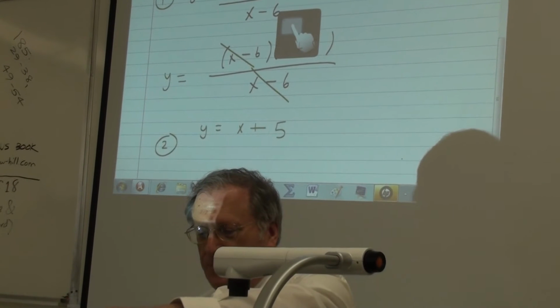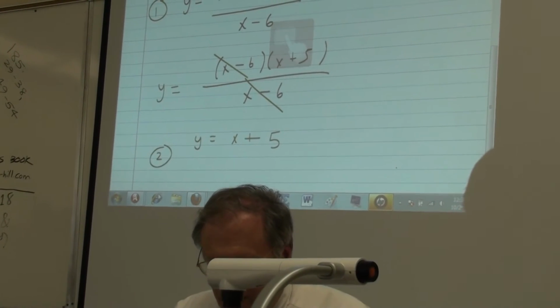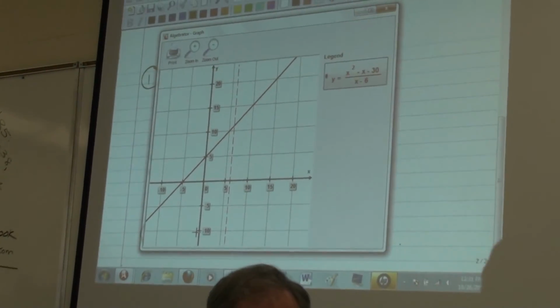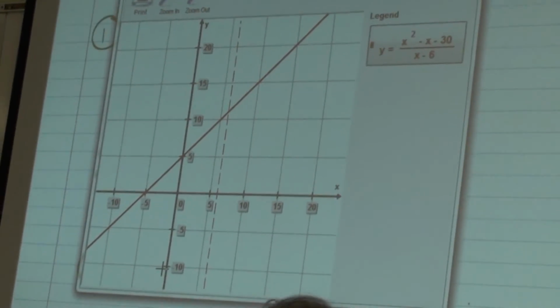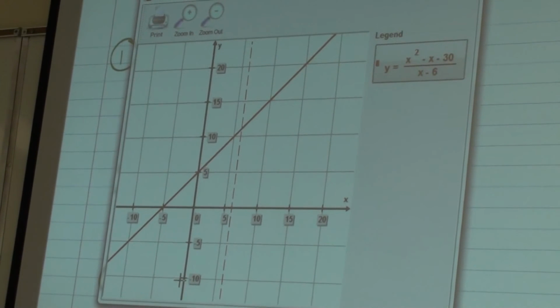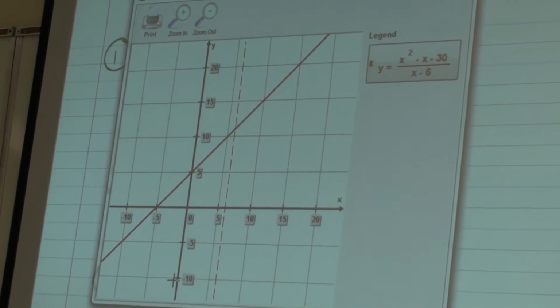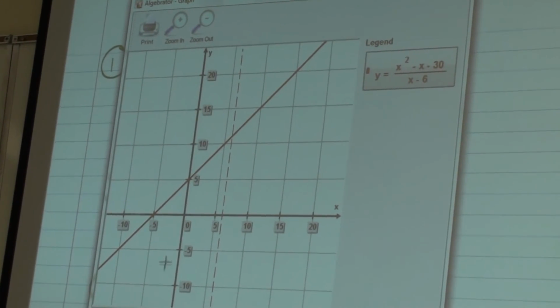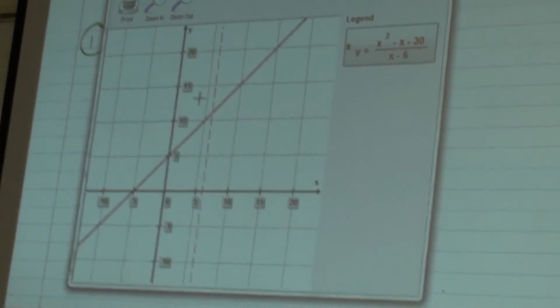No. Well, here's the interesting thing. The graph of the rational function has a hole at x equals 6. Does that make sense? That is, since it's not defined at 6, I claim if I zoom in, I'm going to zoom in here.